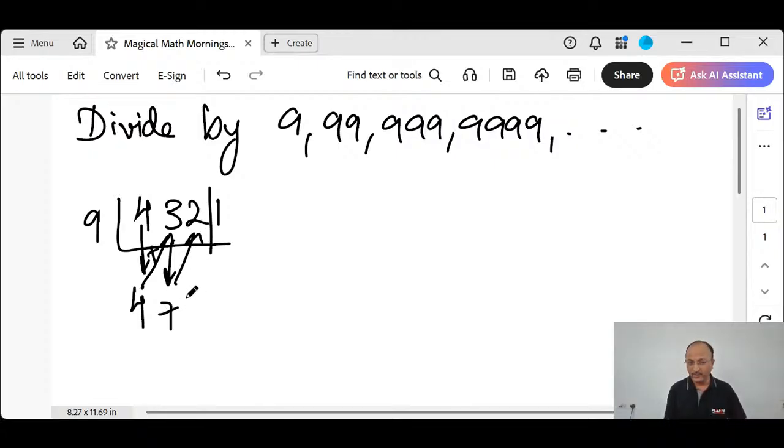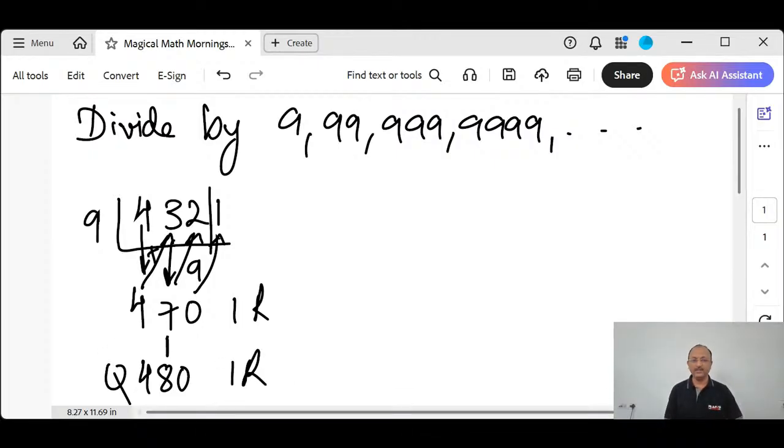9. The moment you get 9 or above, you are going to write it intermediately and add the number of nines it contains. One carry over will add here, and once you remove one 9, what is remaining? Only 0 is left. Now you take 0 and 1. 1 is the remainder. So what is the quotient? 480 is the quotient and 1 is the remainder. This method I think you all remember. Correct? Yesterday we practiced many sums based on this.